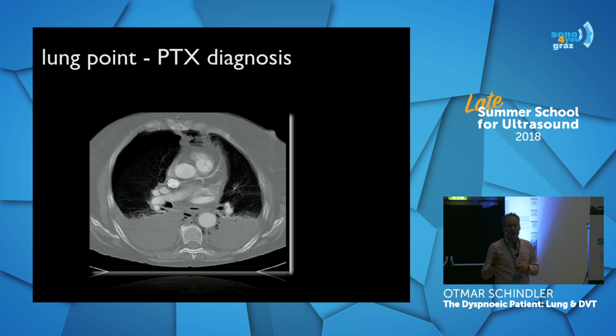And the third thing is the lung point. What is the lung point? The lung point is that point of the thorax where the lung comes in contact with the thoracic wall. So it's, in fact, the end of the pneumothorax.